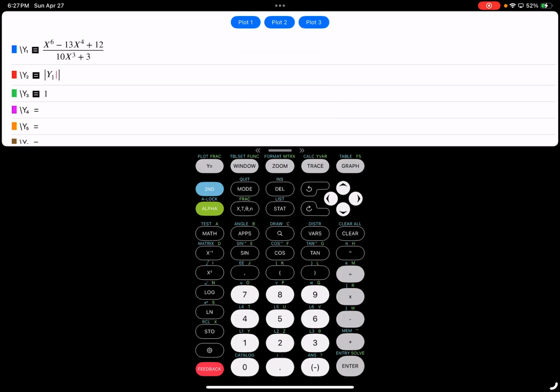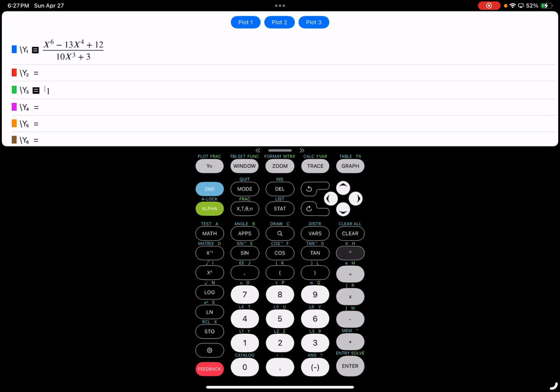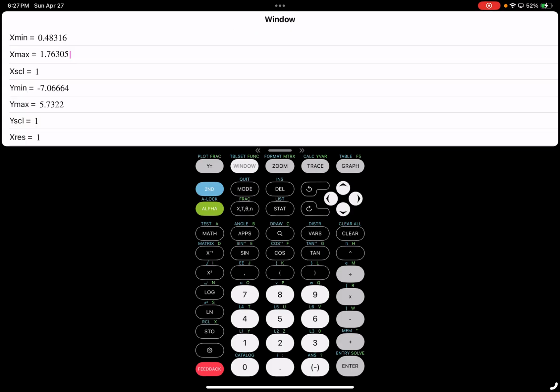I just want to turn that one off. I'm just going to clear out y2 and y3. I don't need them anymore. I'm not going to turn them off, I'm just going to clear them out. So there's my y1. And I'm looking from 0 to 4. So I'm going to change my window from 0 to 4.